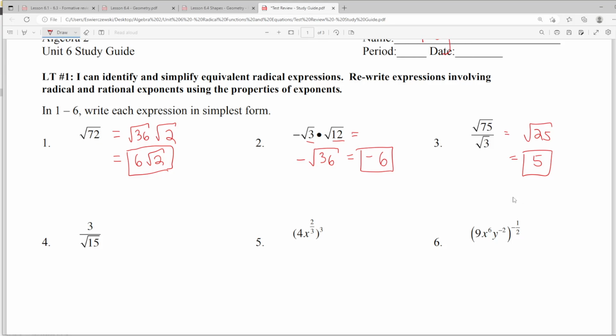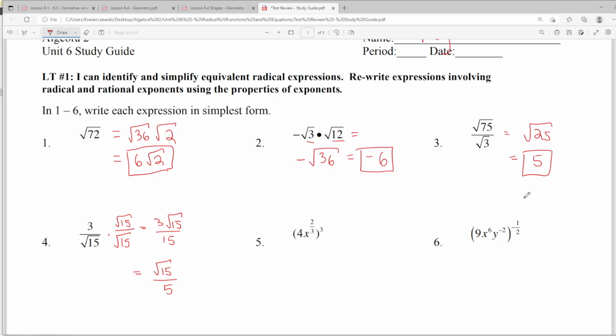Number 4 would be like an honors only problem. Here I have to rationalize the denominator. So I multiply by the square root of 15 over the square root of 15. The radical cancels. And then I get 3 root 15 on the top. And then I can reduce 3 over 15 is 1 over 5. So I get the square root of 15 over 5.